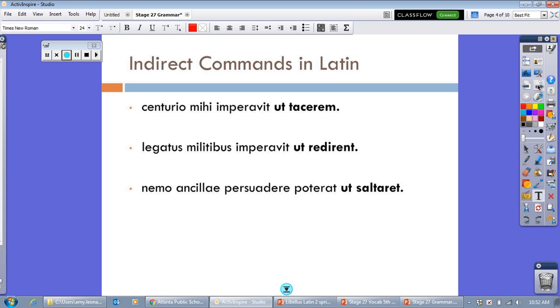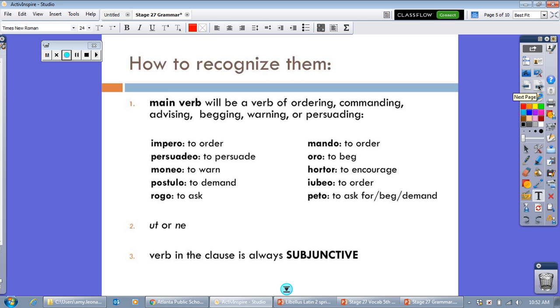All right, let's focus now on how to recognize these bad boys. Okay, we got 3 steps here. A lot of information to take in. Take a look. For an indirect command, you're going to have a main verb and a subjunctive verb. The main verb is going to be a verb of ordering or commanding or advising or begging or warning or persuading. A lot of examples here. And so here you have the list. Impero, persuadeo, moneo, postulo, rogo, mando, oro, hortor, iubeo, and peto.